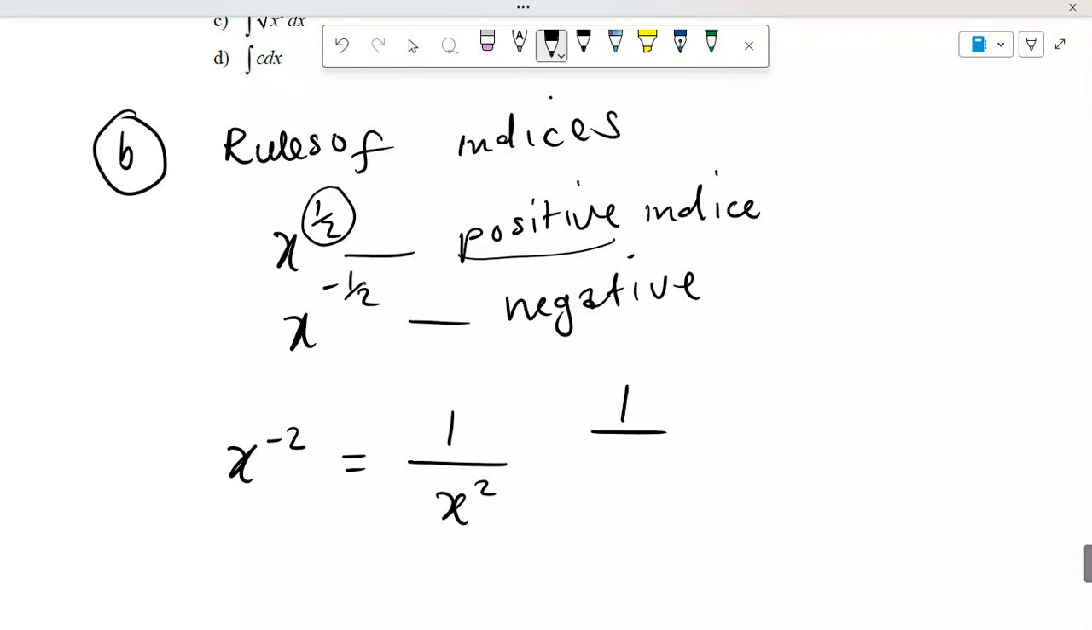So if I have 1 over x to the power negative 2 over 3, let me write positive here. Okay, so let's say we have this. This is the same as x to the power negative 2 over 3. So you have to know how you convert from negative to positive. You divide 1 by the whole thing, x to the power 2 over 3. So the negative is here.